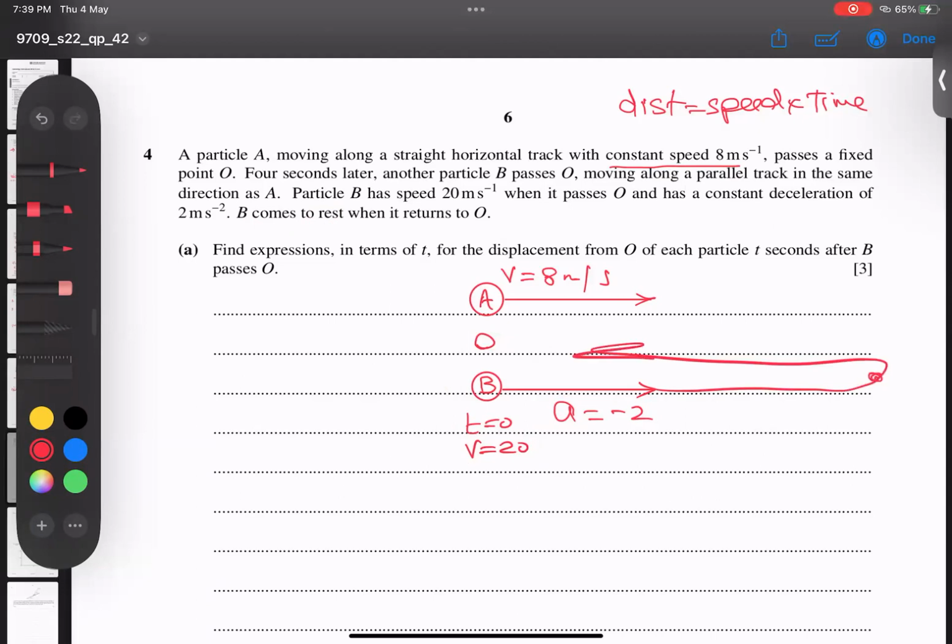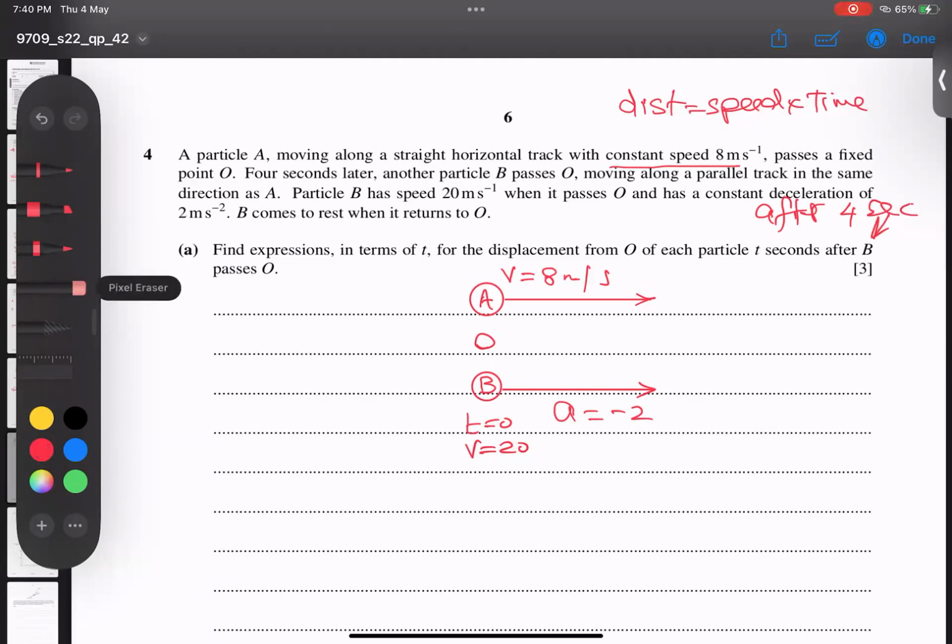Anyway, what we have to find is an expression in terms of t for the displacement from O of each particle after B passes O. We know B reaches O after 4 seconds, so it means we have to consider and deal with the time after 4 seconds.